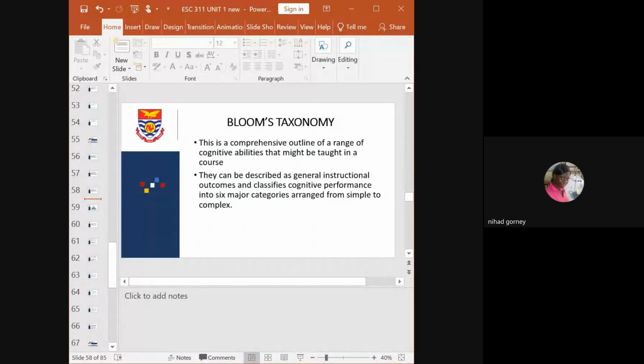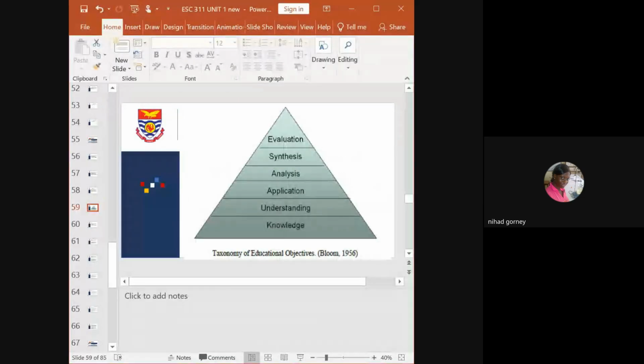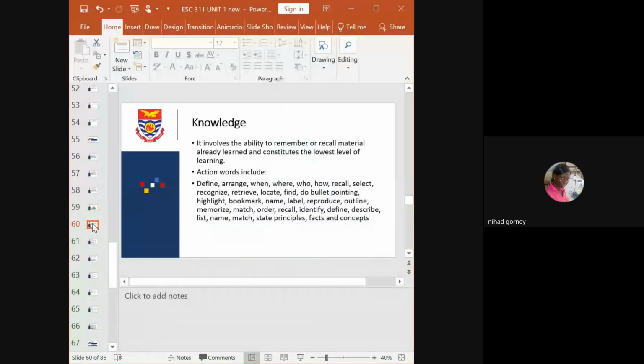Under Bloom's taxonomy, it has been categorized into 6 major categories, from the simple to the complex one. Now we have knowledge, understanding, application, analysis, synthesis, and evaluation. This is it for 1956. Currently, they have another one, which is normally the verbs. I'll check it out and let you see it before then. Now, moving on, we want to know at the knowledge level what is happening there.